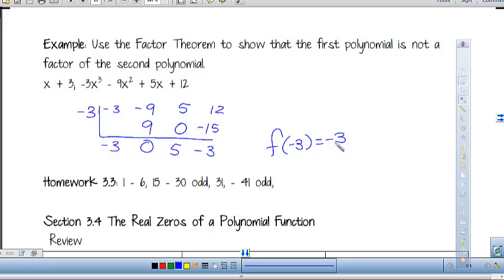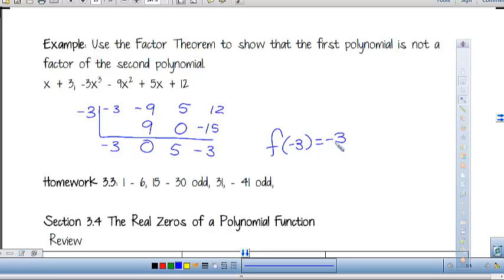Okay, did you plug it in? Okay, did you get -3? Okay, excellent. All right, very good. Okay, so keep that in mind. This is how we'll know when things are factors, because that's what we're trying to do, is find all of the factors of the polynomial. And so we'll need to be able to look at this and say, yes, this thing works, or no, it doesn't. All right?